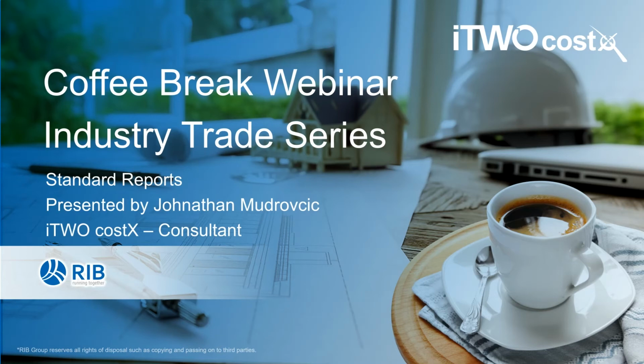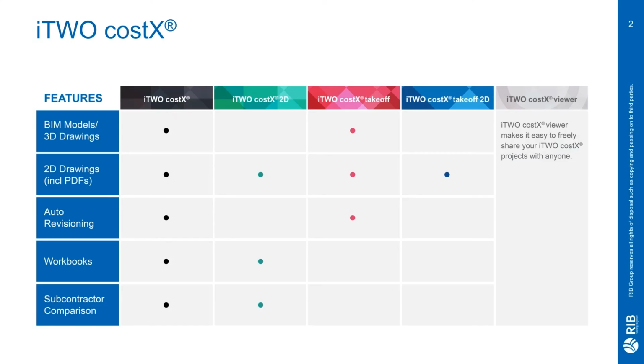Today's topic of focus will be on workbook standard reports. For those who don't know, iTWO costX is a fully integrated estimating solution with universal application supporting everything from hand-drawn sketches to PDFs, 2D and 3D CAD drawings, and BIM files.